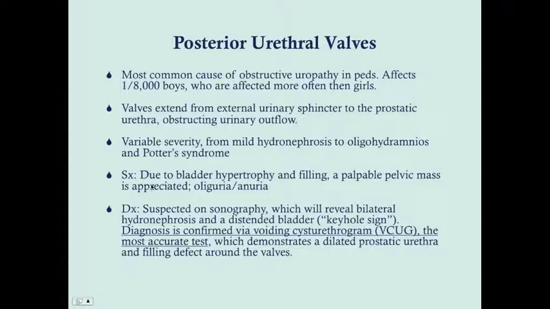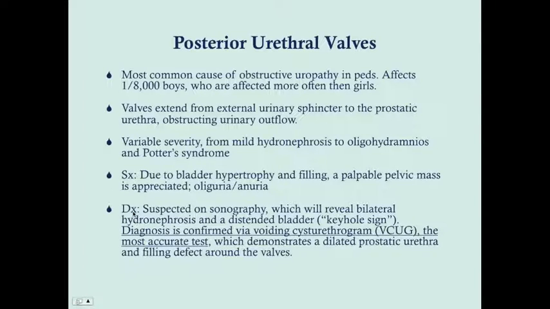The symptoms are typically going to be a palpable pelvic mass, as well as oliguria or anuria. So the oliguria and anuria is because there's valves and the baby can't get the urine out, and so because of that, there'll be bladder hypertrophy and filling. So that's going to be your palpable mass.